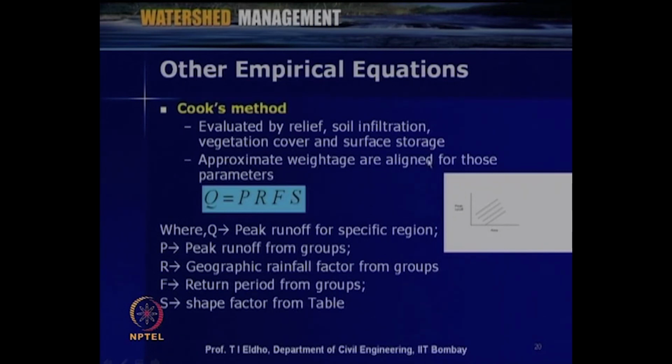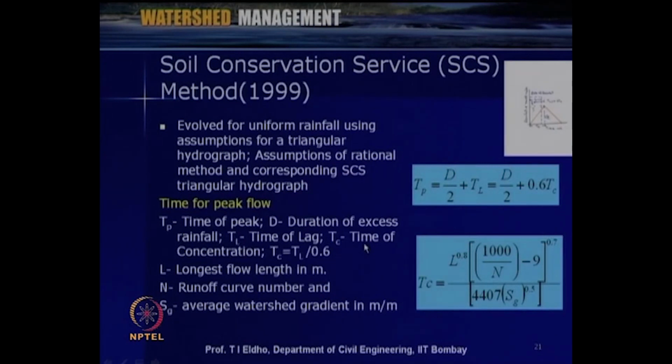Here approximate weightages are assigned to these parameters. Q is the peak runoff for a specific region, P is the peak runoff from groups, R is the geographic rainfall factor from groups, F is the return period factor from groups, and S is the shape factor from a table. This shows the area versus peak runoff variation. These are all empirical equations developed based upon observations for a particular area.